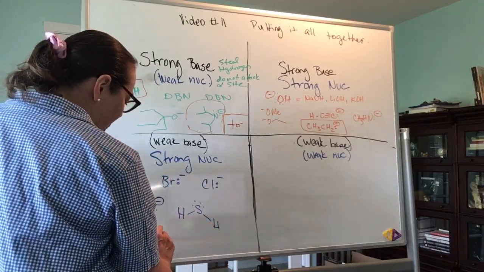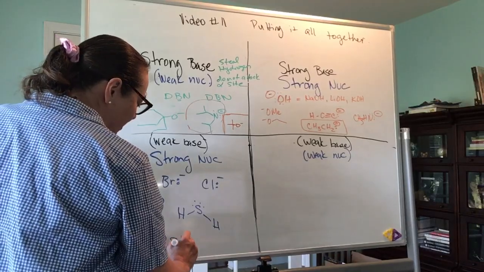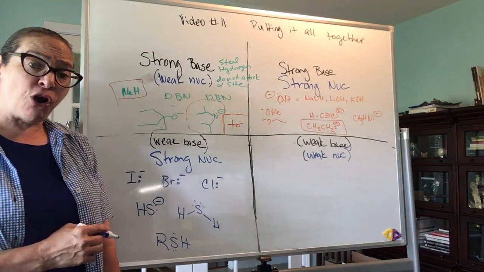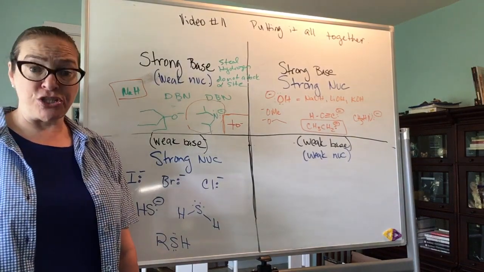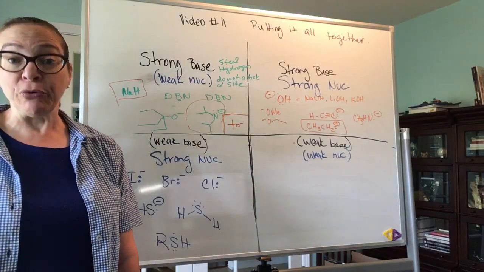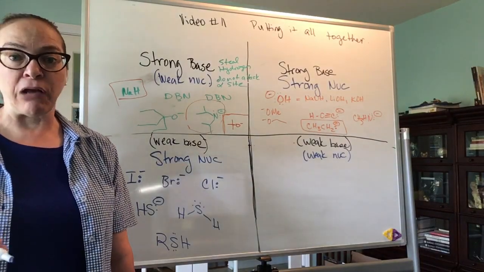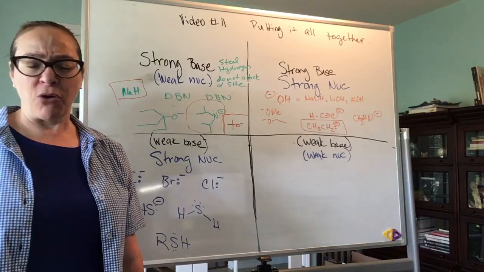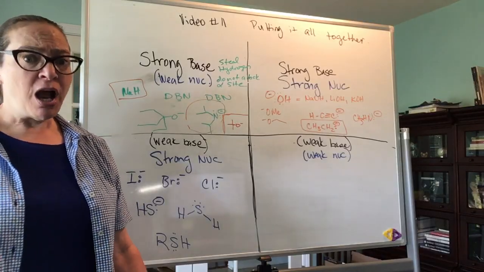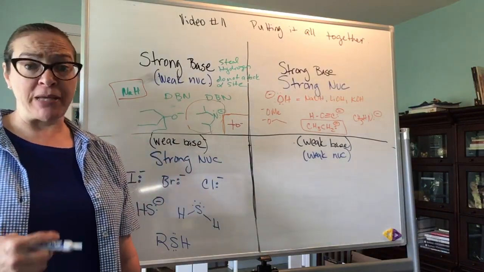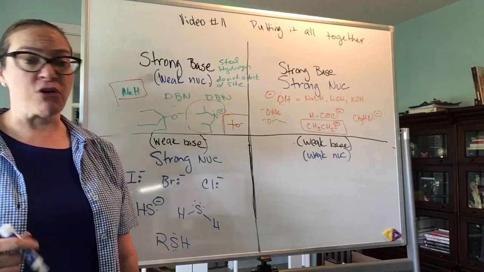So other examples of that are RSH, again with two lone pairs of electrons, so long as your R is not very large. If your R group is sterically hindered, you're now going to become a weak nucleophile because you can't attack the alpha site. So it's all common sense, and even though you might run across something that has never actually shown up on this chart before, you still should be able to figure out whether it is strong or not.